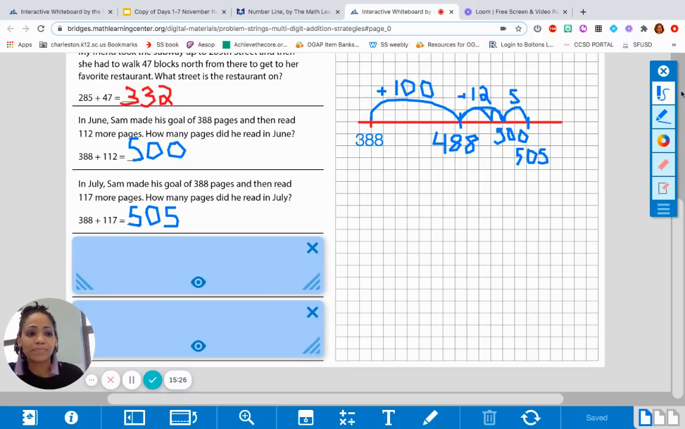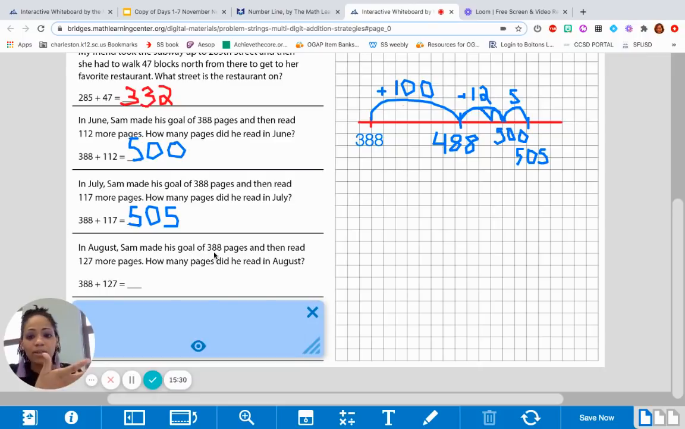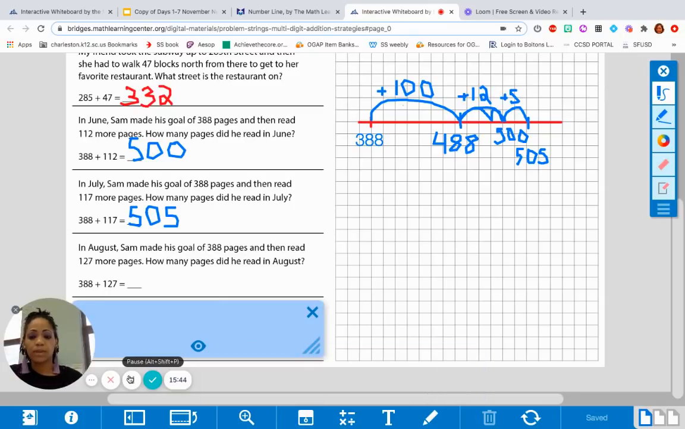Let's try another one. He made his goal again. Then he read 127 more pages. How many pages did he read in August? Go ahead and work that one out. Use what we already know. All right, so what can I do?